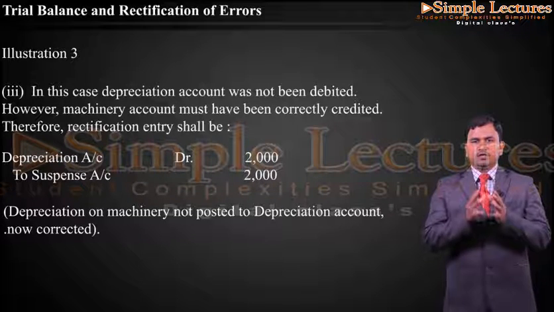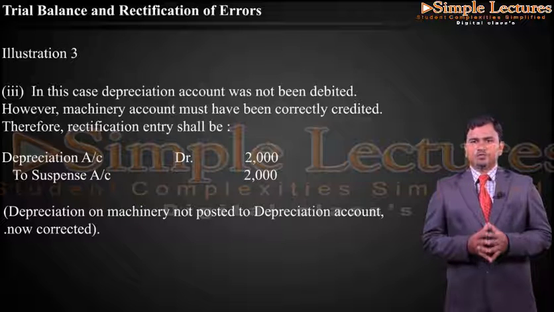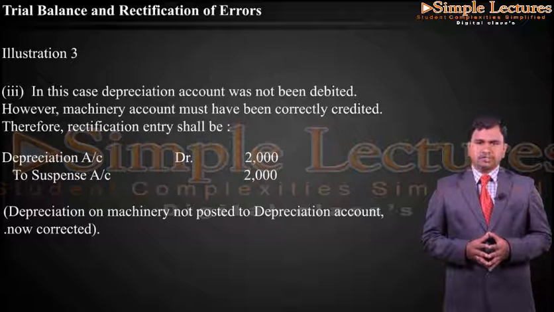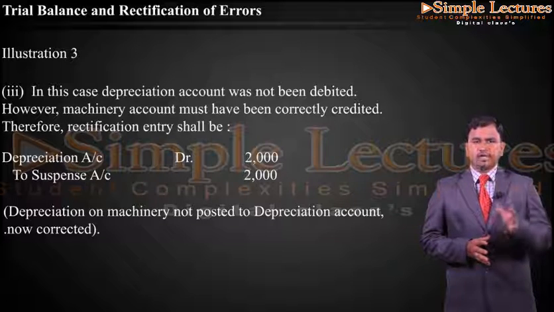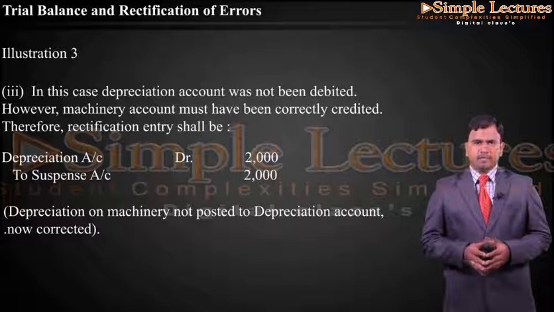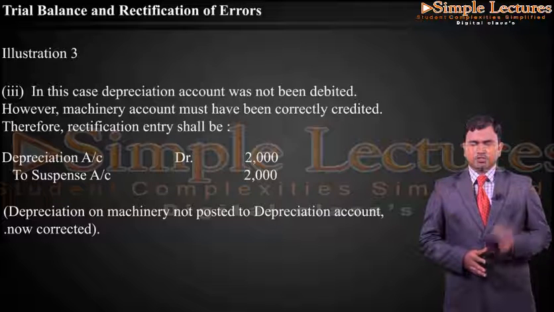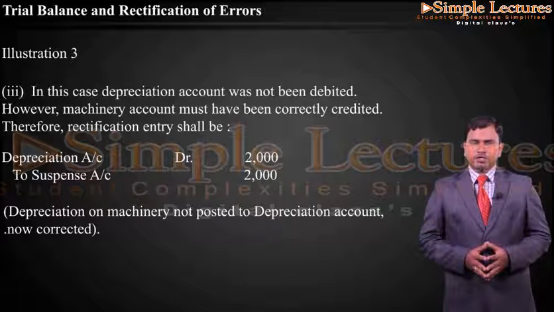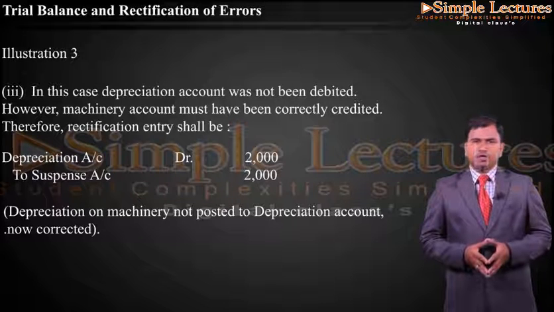Here it was recorded through the journal proper. From the journal proper, posting to all accounts is made individually. Hence no posting was made to the depreciation account and machinery account. Therefore the rectification entry will be depreciation account debit to machinery account, 2000 debit and 2000 credit, and the narration will be depreciation on machinery not posted, now corrected.